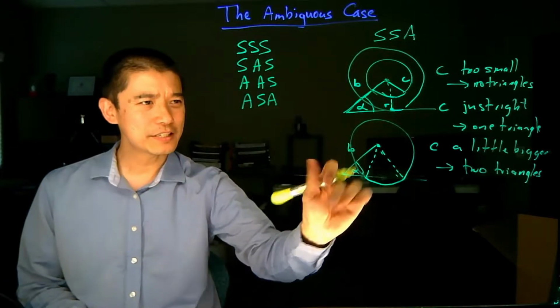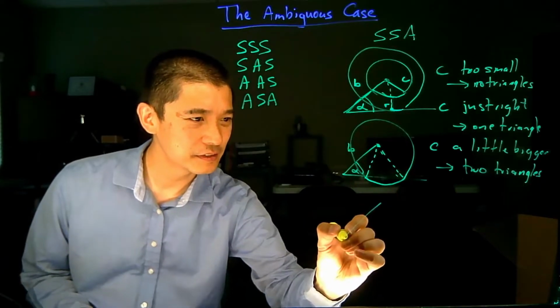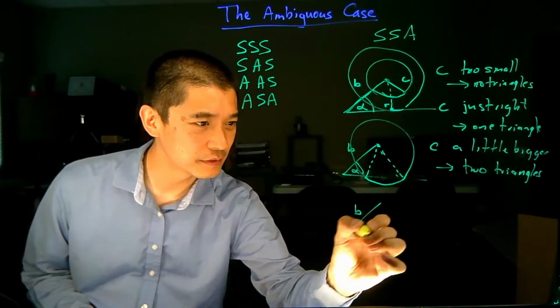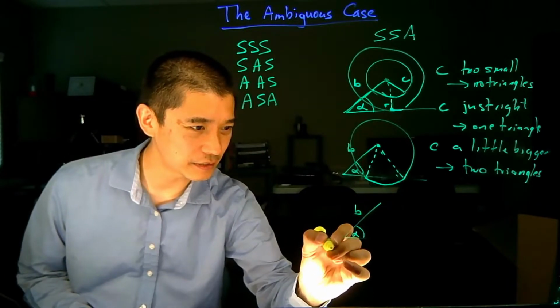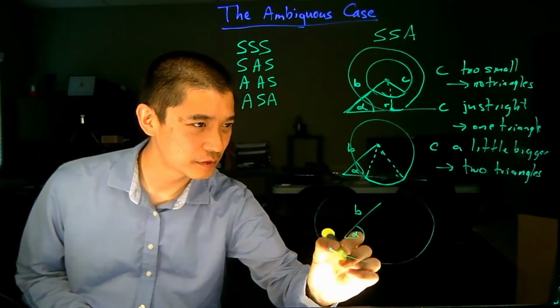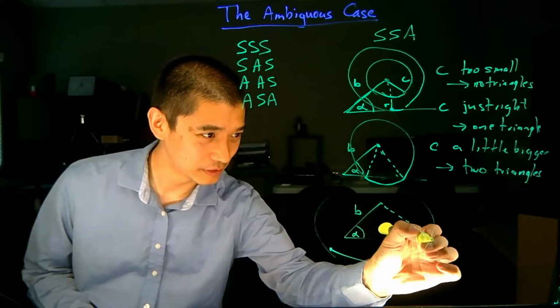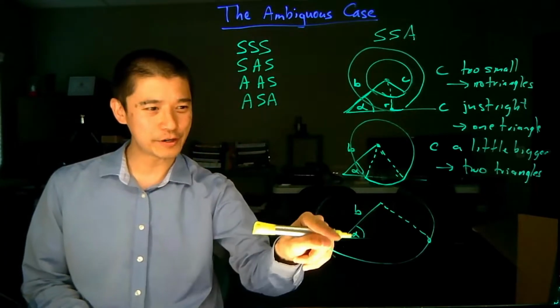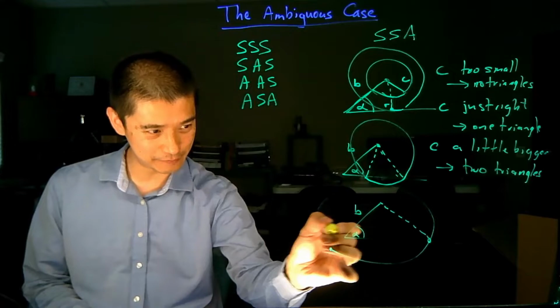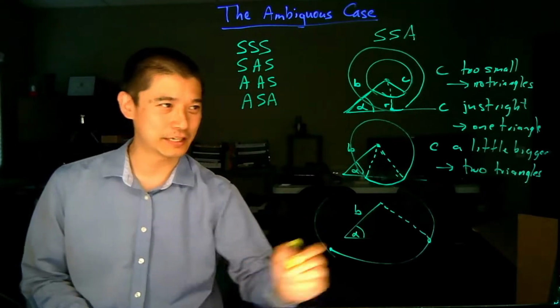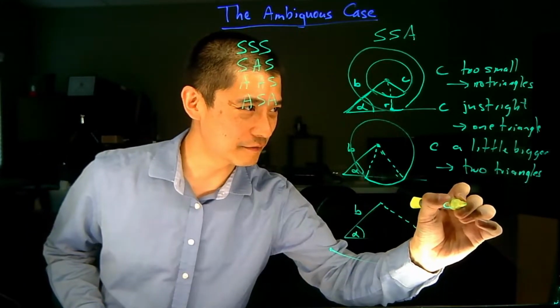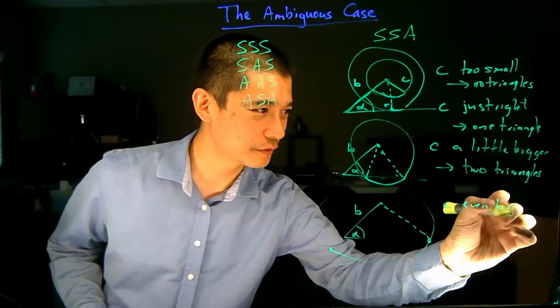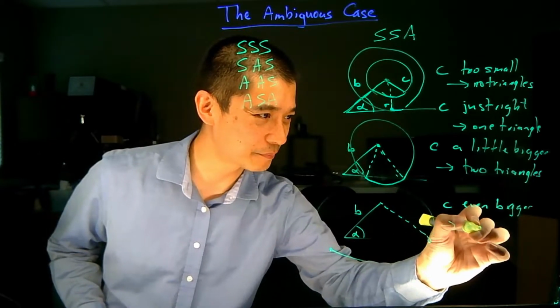And then if we make c longer than b, so that it comes all the way out here, although this looks really terrible, you can see that there's only 1 triangle because there's no point on this side over here for this to connect up to. So c even larger is just 1 triangle again.